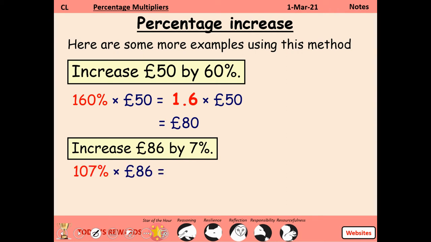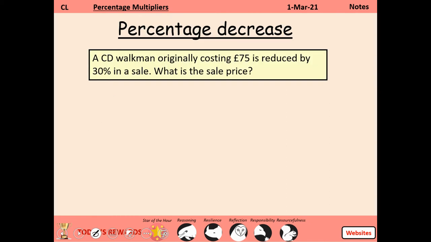Okay, so again, 7% increase. The original amount was 100%. A 7% increase would be 100% plus 7%. That is 107% times £86, okay? So 107%, you need to convert that into a decimal. That would be 1.07 times £86, okay? And then afterwards, you just put that in your calculator and that'll be £92 and 2 pence, okay?